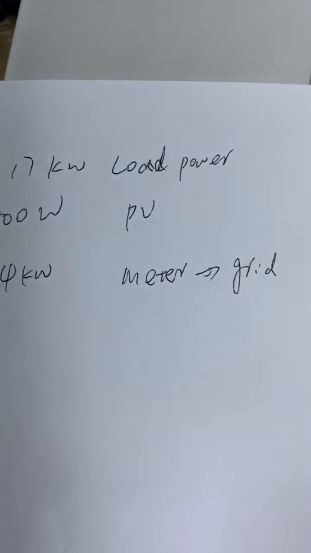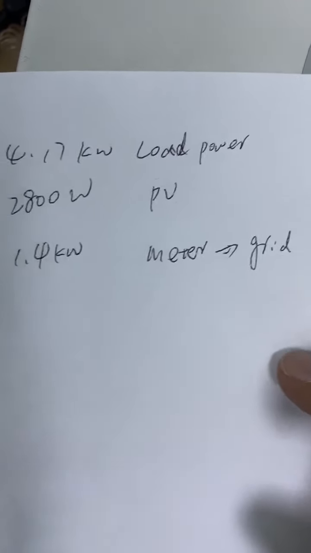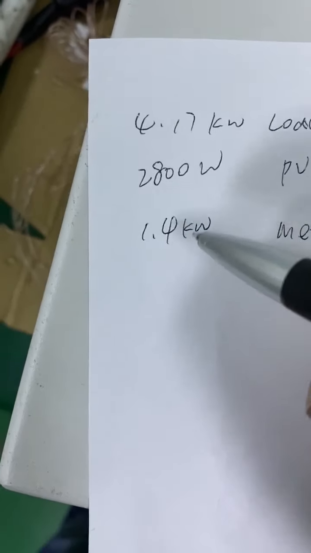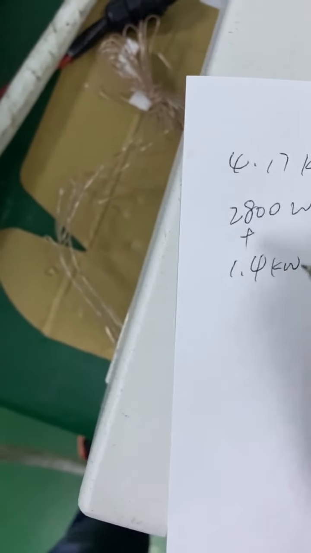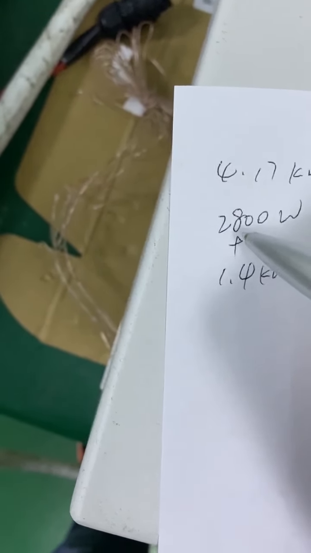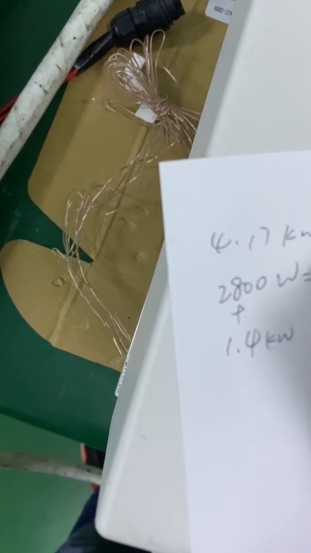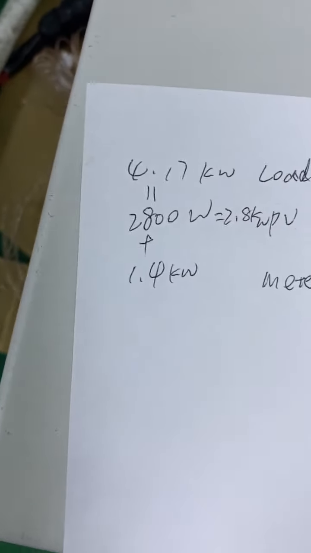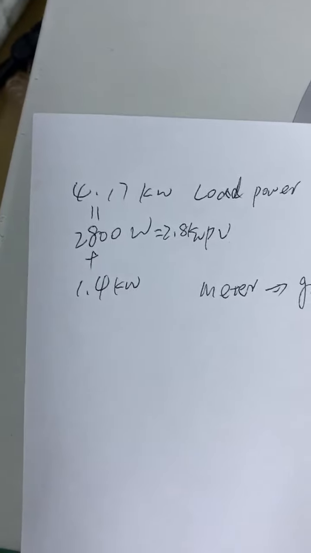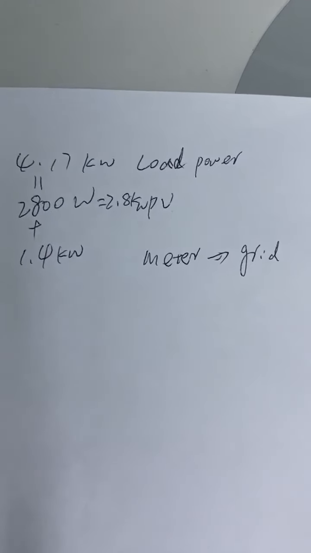The meter power means from the grid. The grid provides 1.4 kilowatt to the system, to the load. So we can also calculate this one, 1.4 plus 2.8 is equal to 4.1 kilowatt. So the PV generation will first power the load, and the other energy comes from the grid.